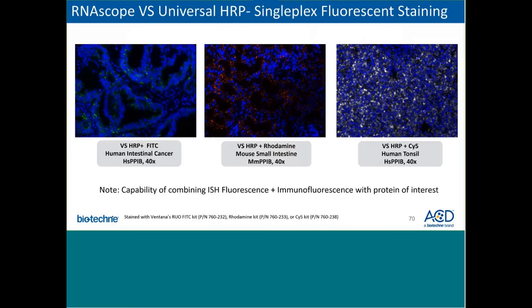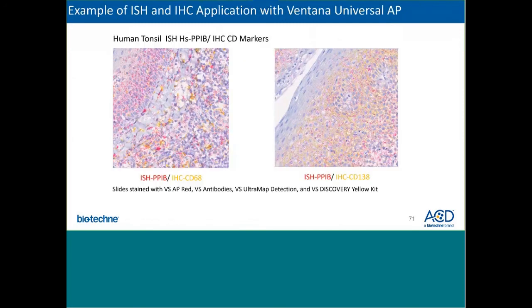This assay also allows for the capability to stain a single-plex fluorescent assay using the VS Universal HRP kit and Roche's fluorophores. This allows for the capability to combine the single-plex fluorescent ISH with immunofluorescence with your protein of interest in a single protocol. Alternatively, we can also do this in a chromogenic ISH-IHC. So this is using Ventana's red and yellow chromogens to be able to do ISH with PPIB and IHC.